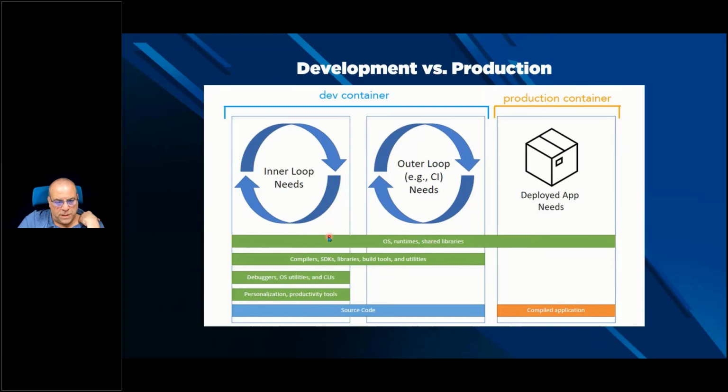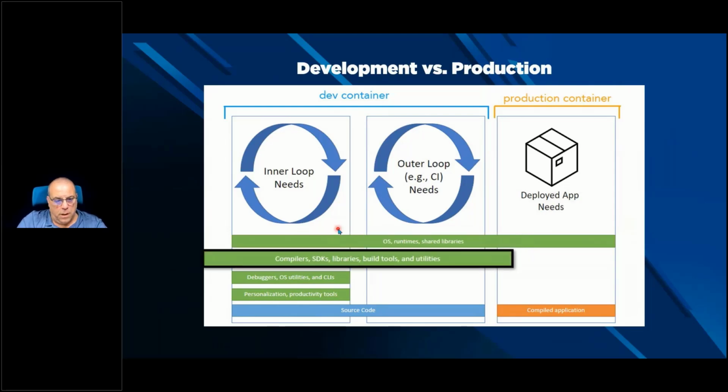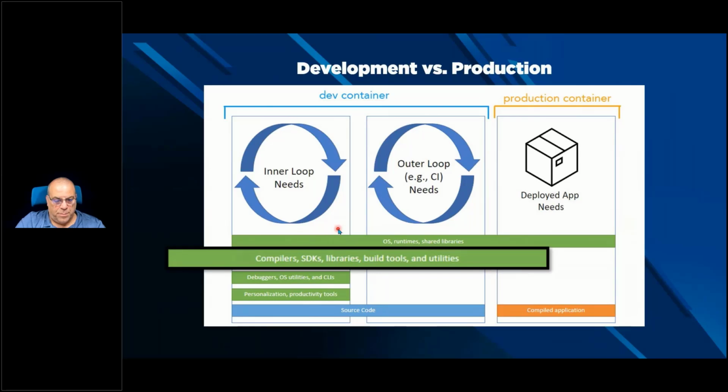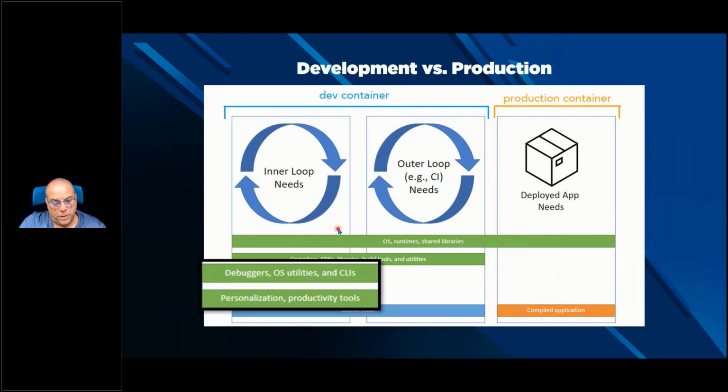As you can see with the inner loop, this is what the developer has. You want to be able to share the operating system, runtime, and shared libraries across all 3 platforms. When you're in a dev container, you want things like the compilers, the SDKs, the libraries, the build tools, and utilities. So if you're doing something like Node, you want NPM on there, or Yarn. If you're doing .NET, you want the .NET SDK and those build tools. But you definitely don't need them on your production environment. And in your dev tools, you want things like your debugger and personalization, any productivity tools like ReSharper or extensions like that.